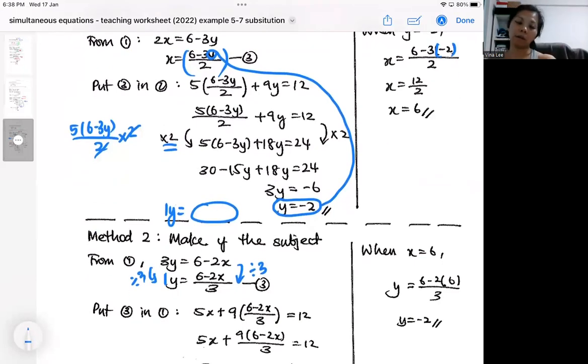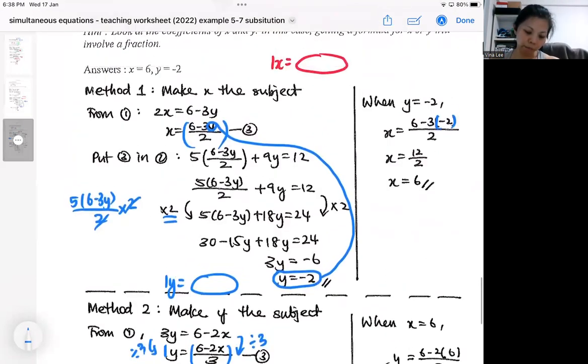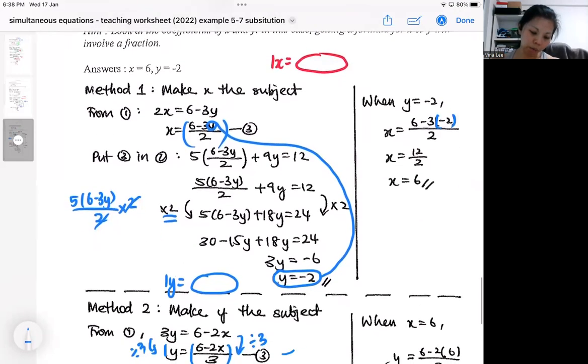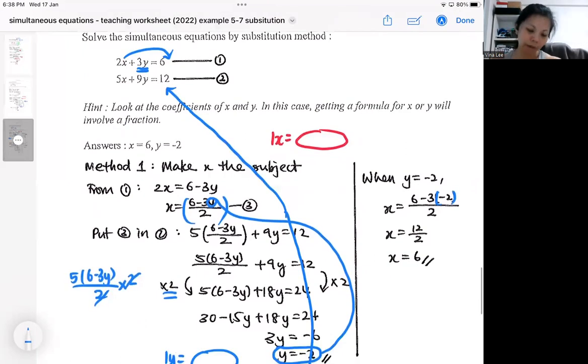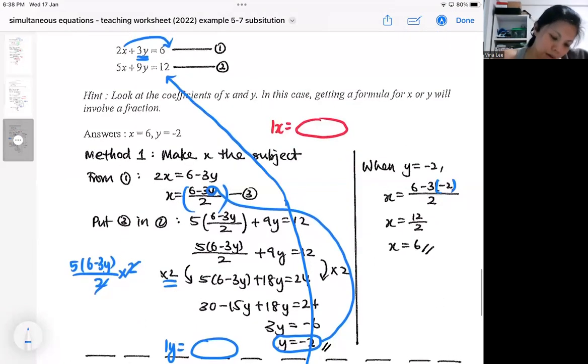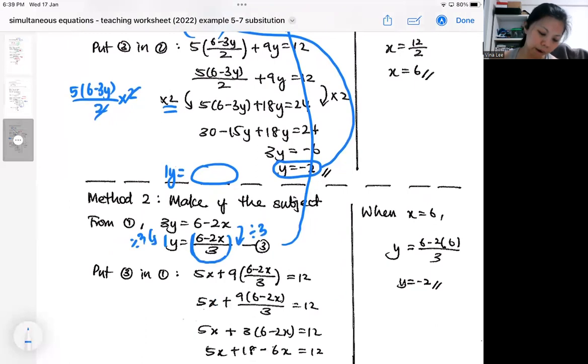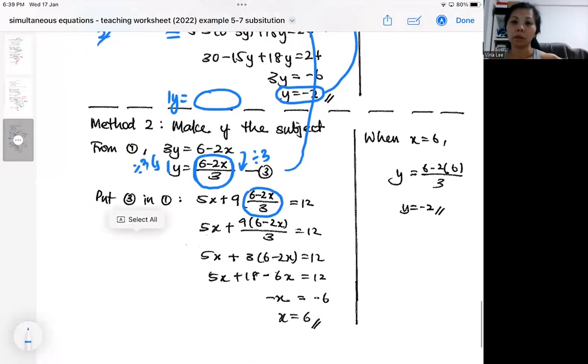And if the formula comes from equation 1, do not put it back into equation 1. You should put it back into equation 2. So if the subject comes from equation 1, don't put it back into equation 1. Then you should put it back in equation 2. So that means the y here will change into your formula. So this is the formula for y, which is a fraction. So change your y to the formula because you found a formula for y.